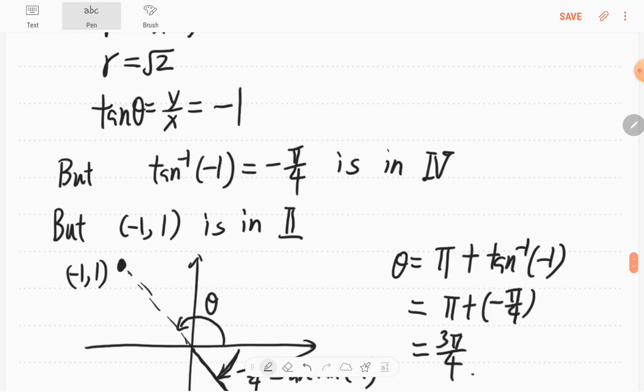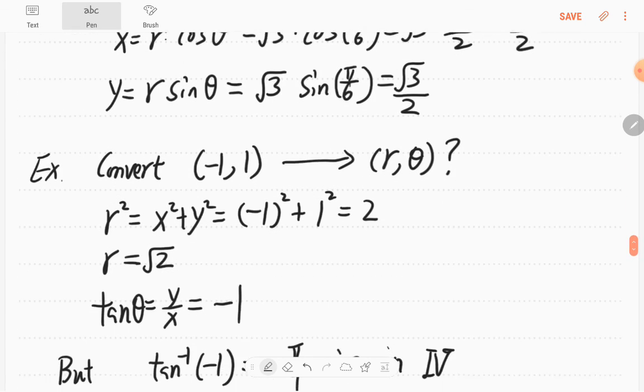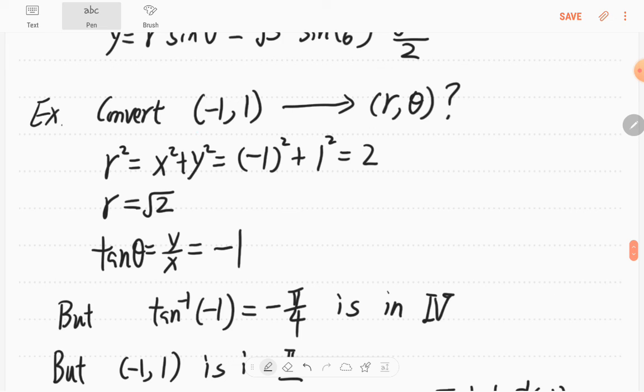So this is the reason we use tangent theta equals y over x instead of using the arctangent of y over x. You need to use the xy coordinate to locate the quadrant. Then we see if the arctangent would be enough to get that angle. If not, we need to use some geometry to add some pi to get the angle we are looking for.